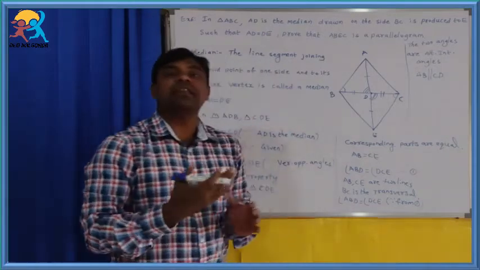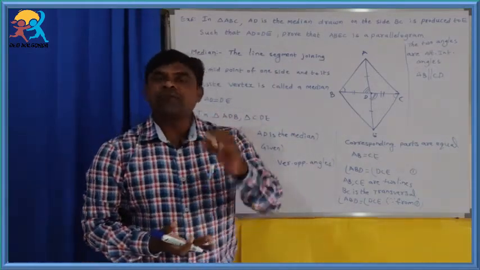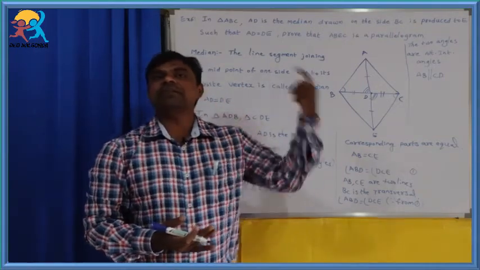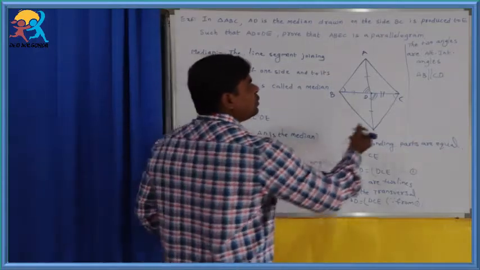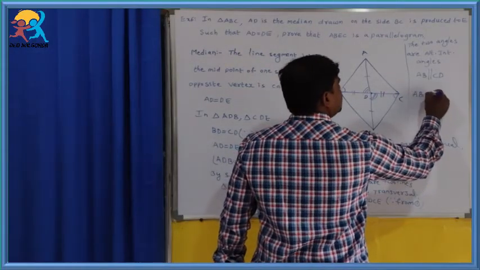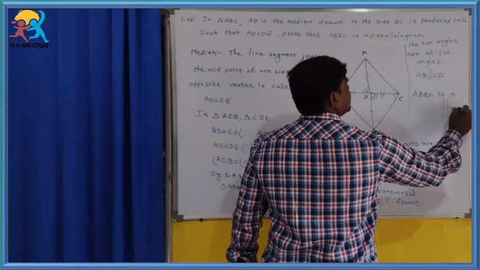If in a quadrilateral one pair of opposite sides are parallel and equal, then it is a parallelogram. So I can write ABEC is a parallelogram, like this you should write.